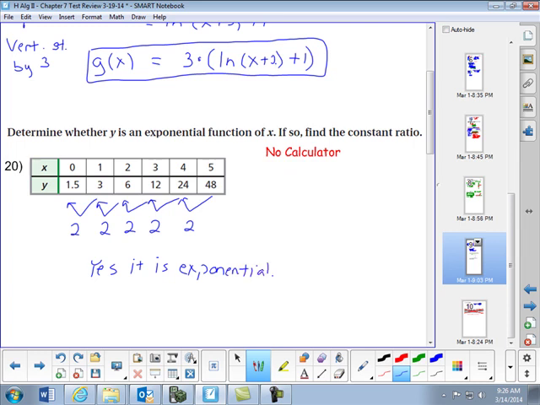And then it says if it's exponential, what's the ratio? Well, the ratio is 2. So I will look for that and that you knew that it was exponential. Okay?